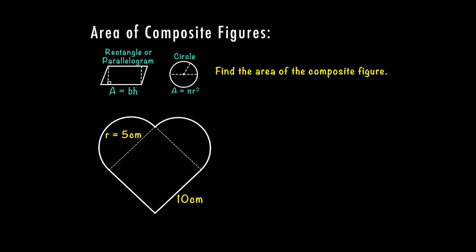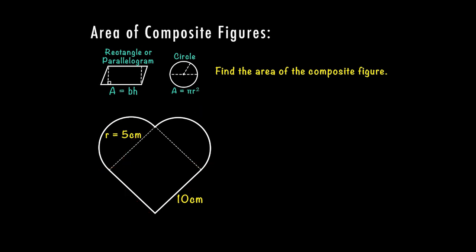This composite figure is shaped like a heart, but if I look here, it's actually going to break down into a square and two semicircles that are identical. So technically that would be one circle.